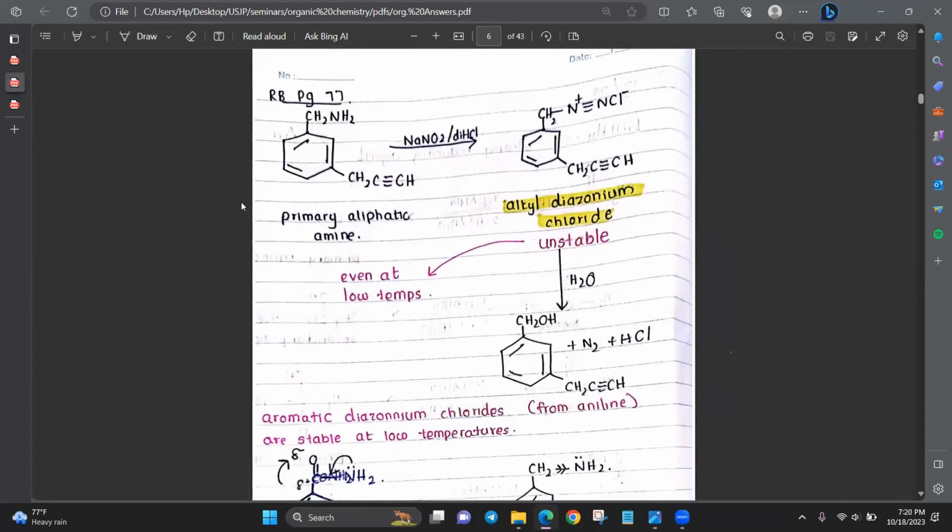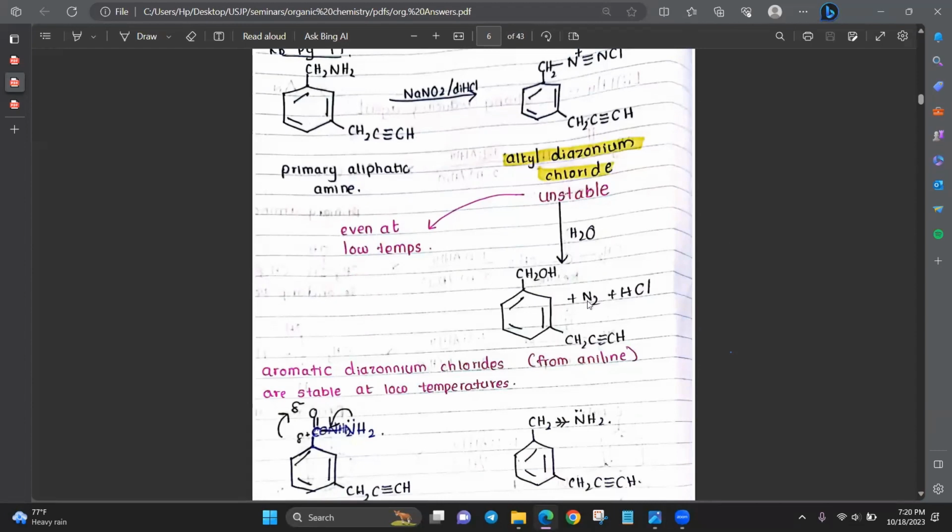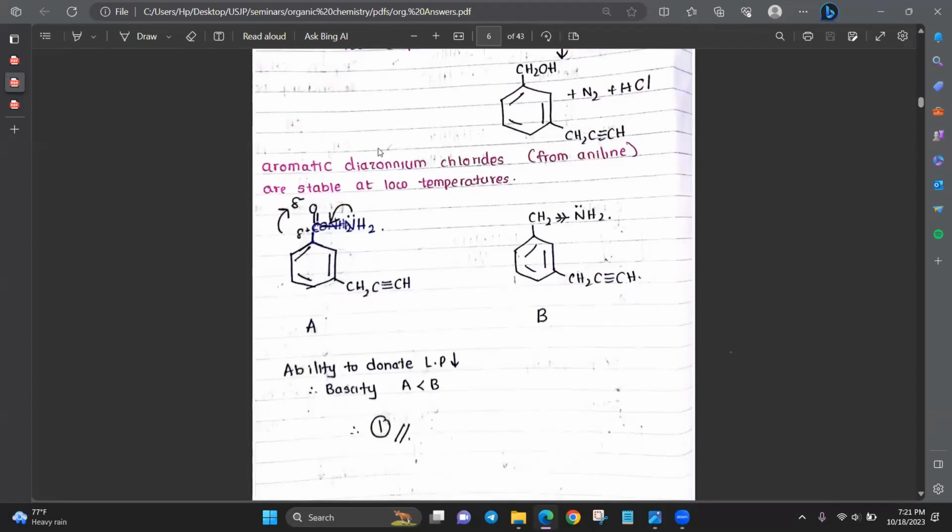Okay, so now when we consider this primary aliphatic amine, this is not an aliphatic amine, this is an aromatic amine. No, this is an aliphatic amine because here, it's attached here. This is a primary aliphatic amine. So when we add NaNO2 and dilute HCl, it will form the diazonium chloride. Alkyl diazonium chloride will be formed, but that is unstable, even at low temperatures. If it is aniline, at low temperatures this diazonium chloride is stable. But this is not aniline, this is an amine. So even at low temperatures, it is unstable. And when we add water to it, it will form the alcohol and release nitrogen gas and HCl. Aromatic diazonium chlorides from aniline are stable at lower temperatures, like I said.